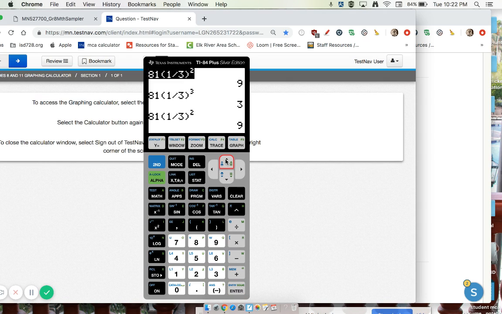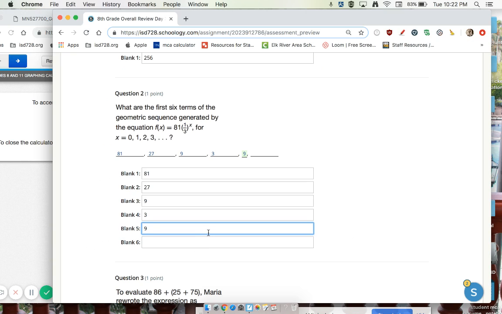Because I have 1/3, this should be to the 4th power. Let me just delete all that. 81 parenthesis 1/3 to the 4th power. And there's my 1. I thought that seemed weird because it definitely doesn't look like a parabola.